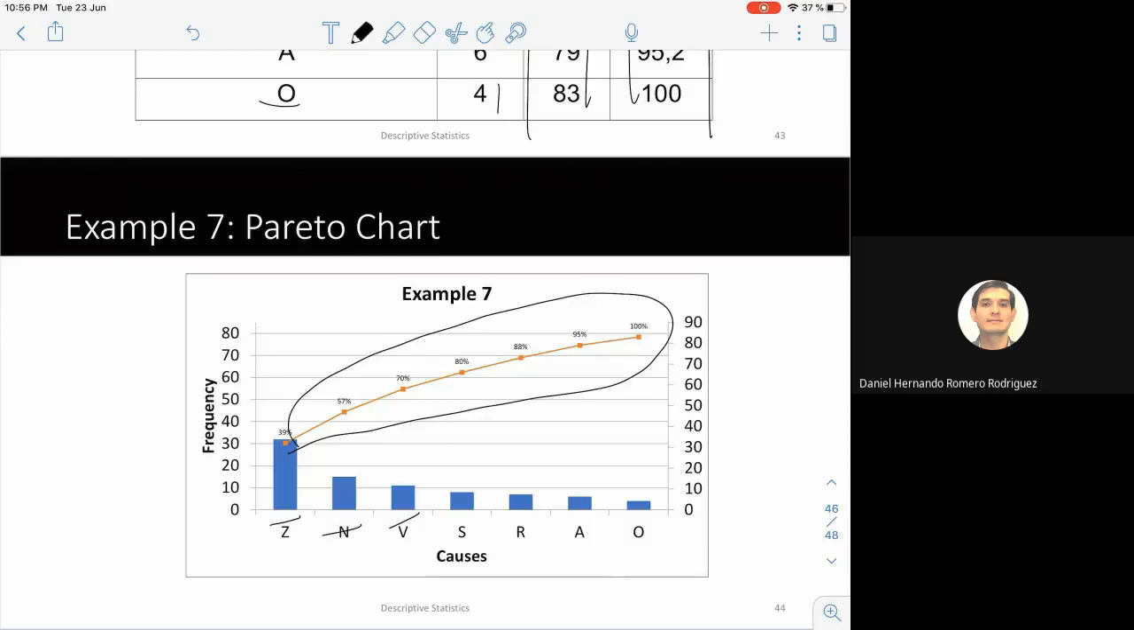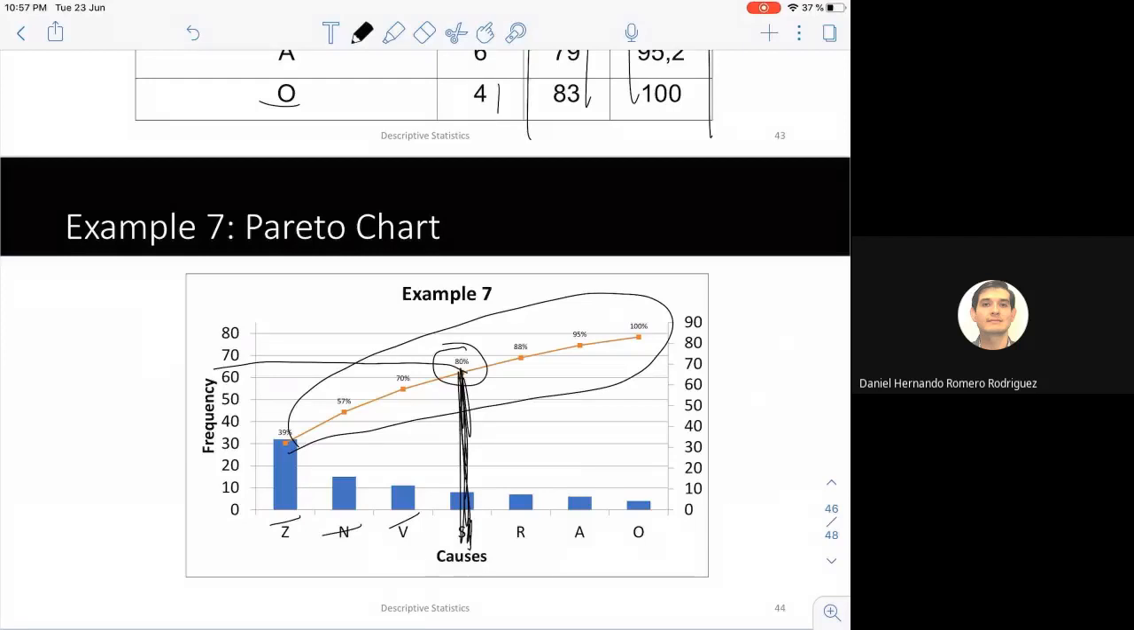Now, what is the purpose of this Pareto analysis? The idea is that you can identify what are those few causes that are creating most of the problems. So here we know that these four causes, Z, N, D, and S, are creating 80% of the accidents, right? So you're identifying those few causes that are creating most of the problems. That's the idea of the Pareto chart.